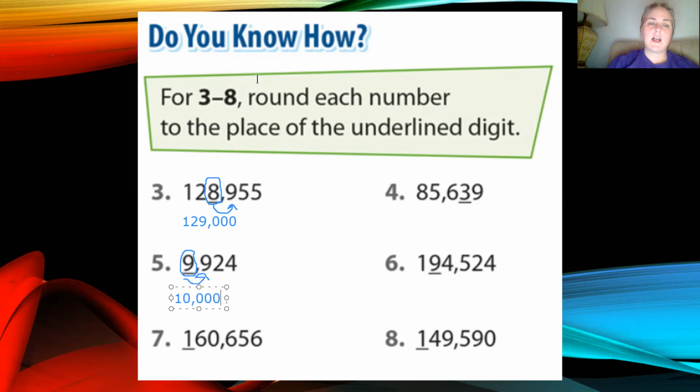160,656. So I know it has the 1 underlined, which is in the 100,000s place. I'm going to draw an arrow next door. So if it's 5 or more, I let it soar. So the 1 is going to go up to a 2 because it was 5 or more, and then everything after that becomes zeros.